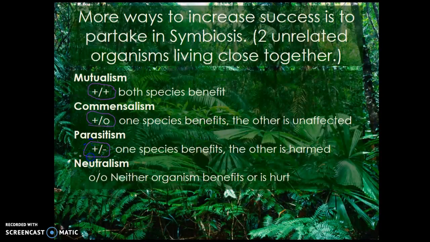Okay, we've all heard of parasites. One species is benefiting, but the other is harmed. That would be ticks. Ticks are a great example of this, feeding on other animals, taking away their nutrients from them. And then we have neutralism. This is where neither organism benefits or is hurt.